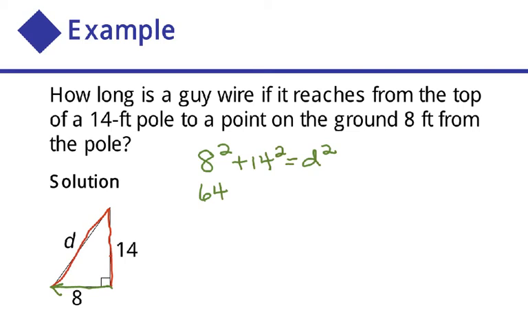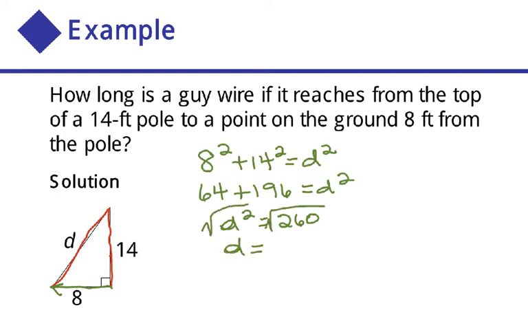14 squared is 196. So d squared is going to equal 260. Not a perfect square, but when we take the square root of both sides, that's what we're going to do, we'll get d equals the square root of 260.